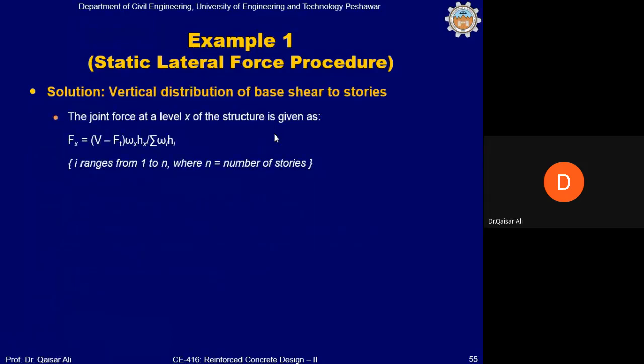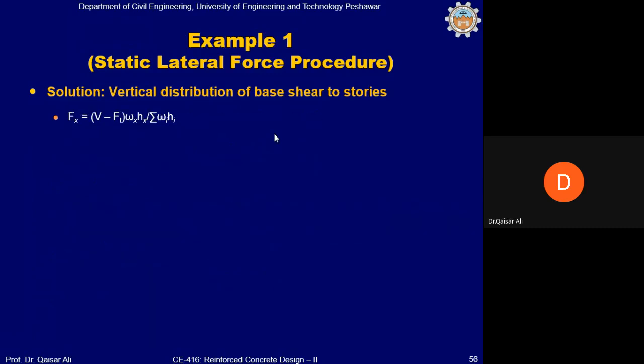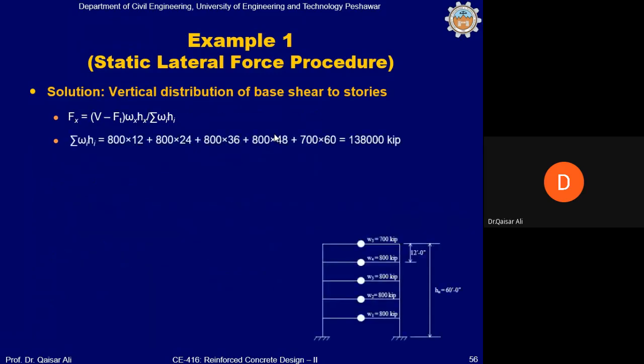Vertical distribution of base shear to stories. The lateral force at a level x of the structure is given as Fx equals (V minus Ft) Wx hx divided by the summation of Wi hi, where i ranges from 1 to n. Ft is the additional force. In this particular case it is equal to 0 because the time period is less than 0.7 second.